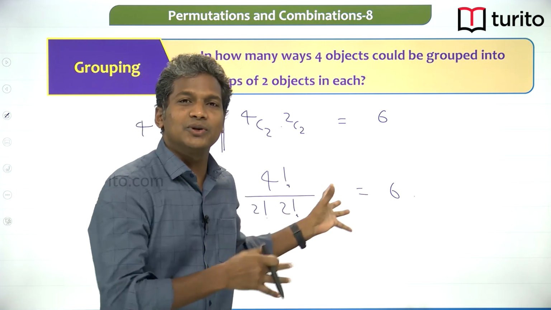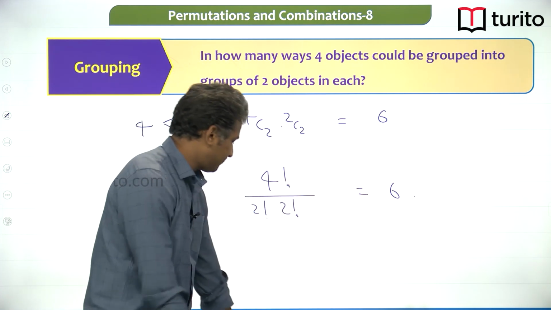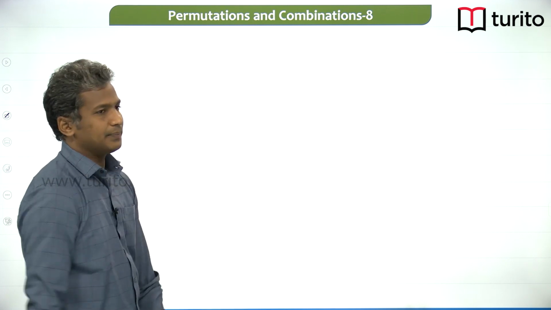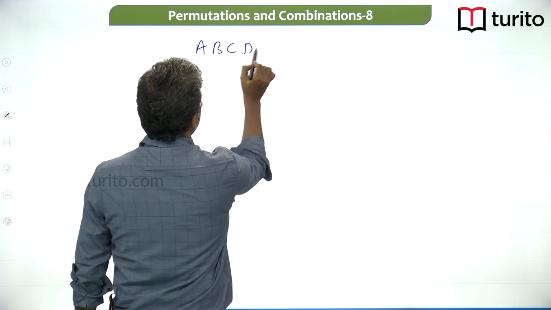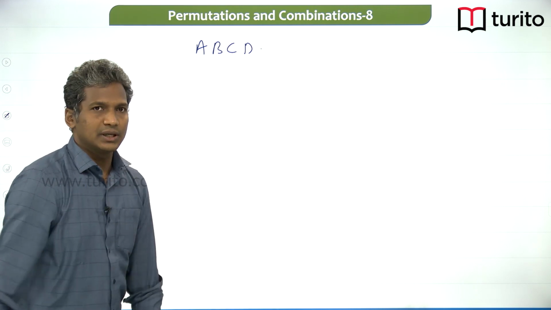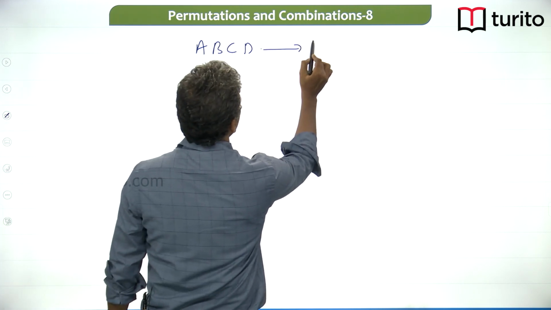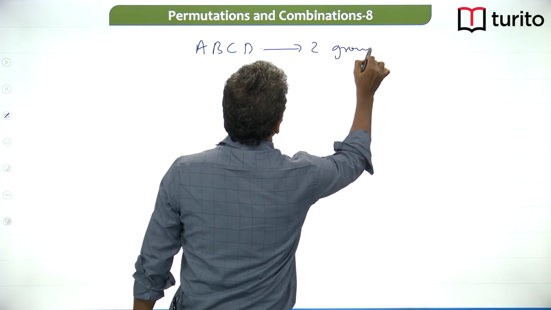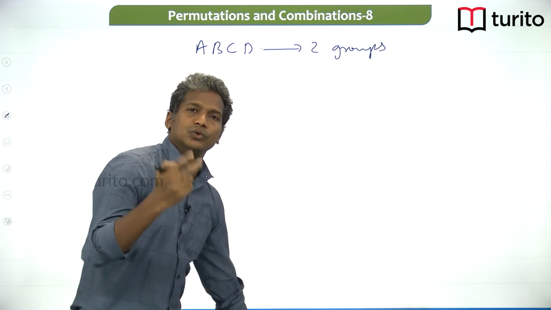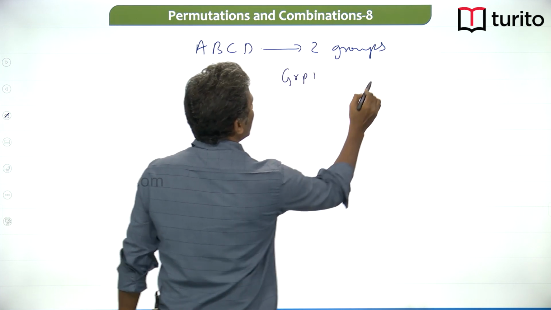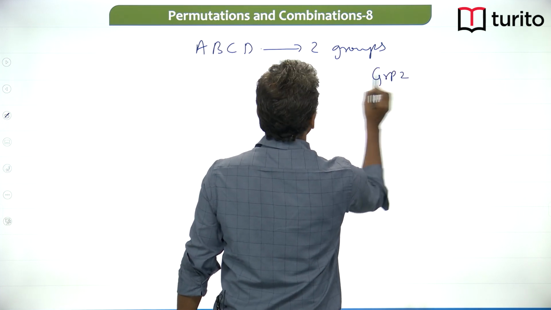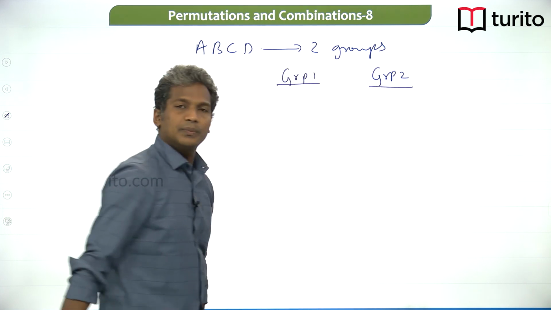We are going to explore this by taking some objects. Okay. So, let me take some objects here. So, let us say the objects are A, B, C, D. Let us say these are my 4 objects and we want to form this into 2 groups, right. So, let us take 2 groups here. Let us say there is group 1 and let us say there is group 2. Okay. Group 1, group 2.